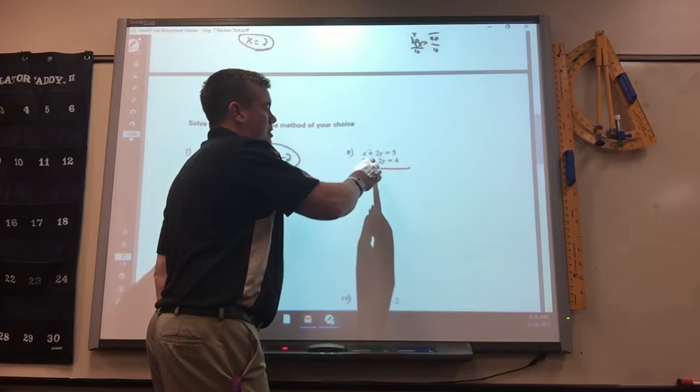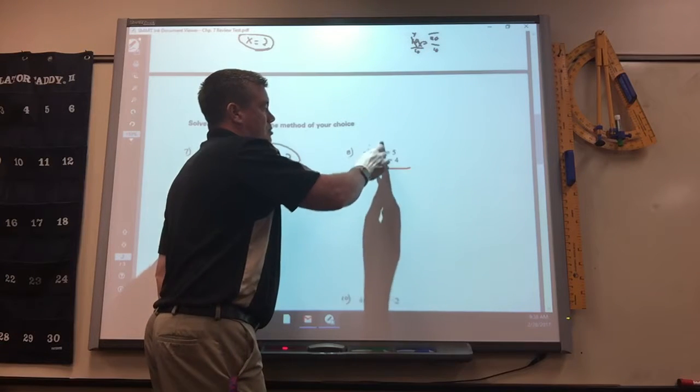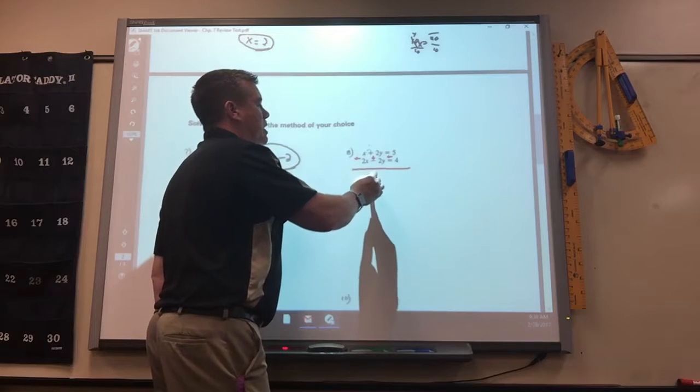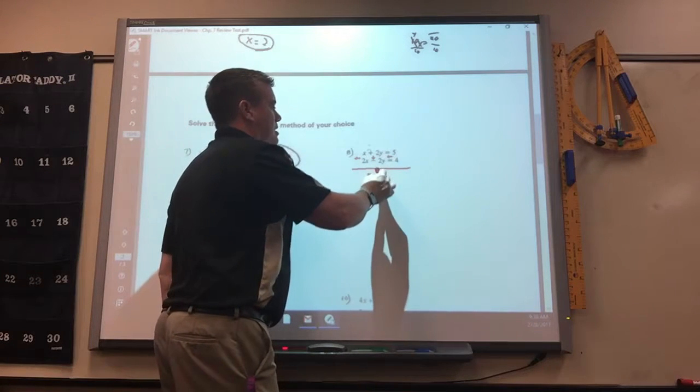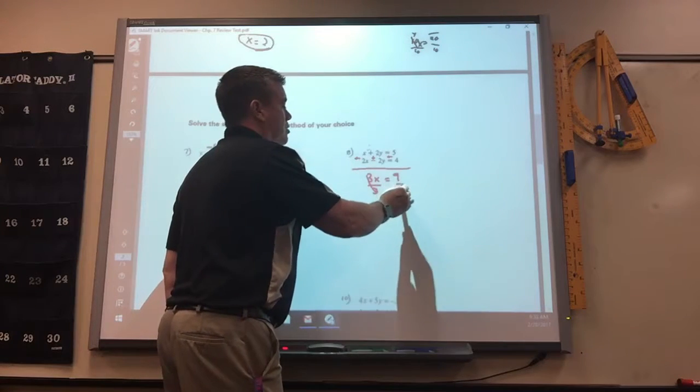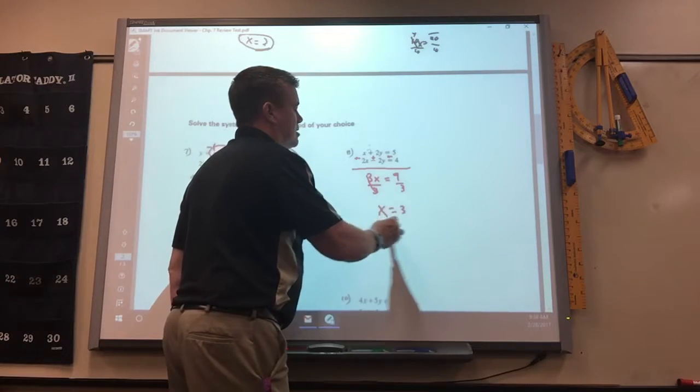Since the signs are different, you'd add. 2 plus negative 2 cancels. So that's what you do to the others. X plus 2x is 3x. These cancel. That makes 9. So divide by 3 and x is 3.